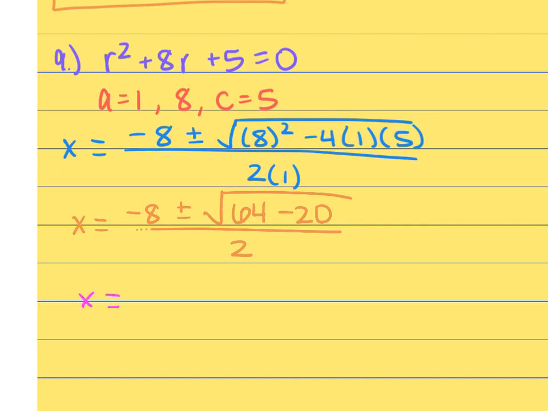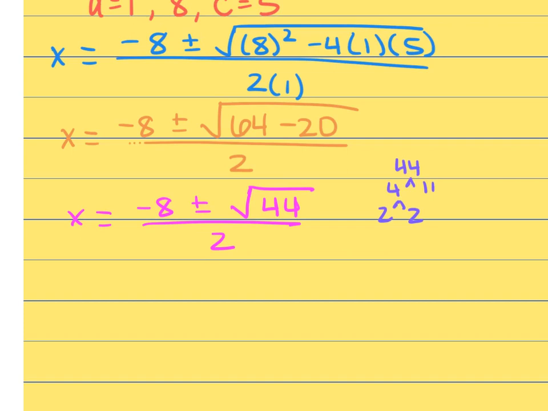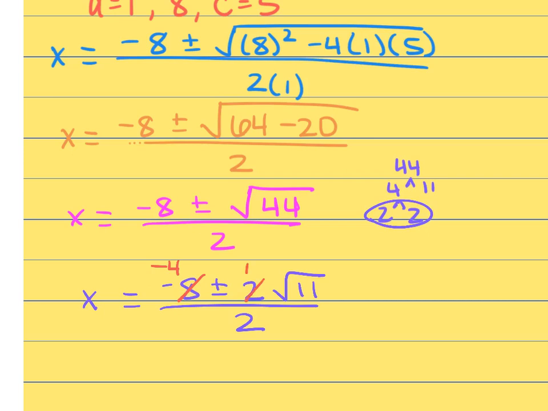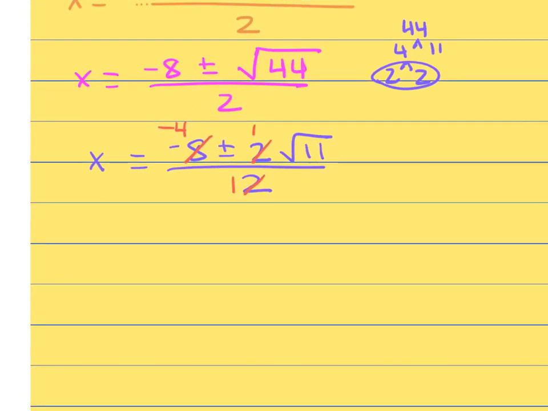So x is equal to negative 8 plus or minus the square root of 44 all over 2. That 44 is 4 and 11. The 4 is 2 and 2. So it's going to be 2 square root of 11. So x is equal to negative 8 plus or minus 2 square root of 11 all over 2. We simplify the negative 8 to become a negative 4. The 2 becomes a 1, and the second 2 becomes a 1. So it's just x is equal to negative 4 plus or minus the square root of 11.